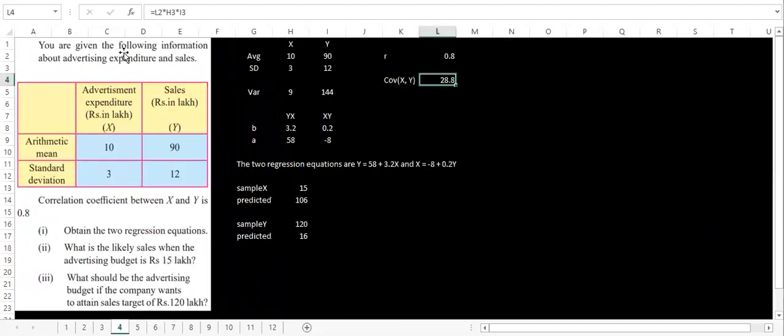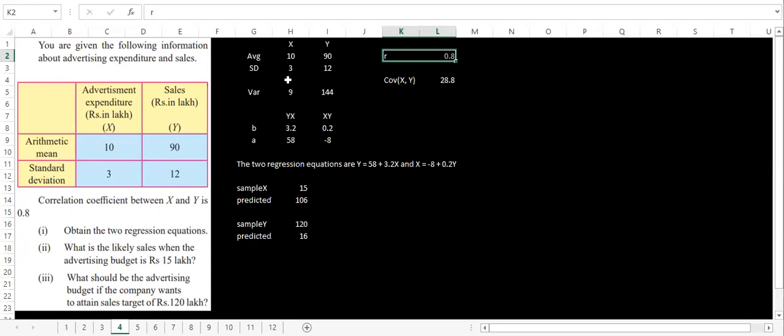You are given the following information about advertising expenditure and sales. We have advertisement expenditure in rupees in lakhs represented by X values, and sales in rupees in lakhs represented by Y values. The average of X is 10, the average of Y is 90. We are also given the standard deviation of both: 3 for X and 12 for Y. And the correlation coefficient between x and y is 0.8, so r equals 0.8. We are asked to obtain the two linear regression equations and find a bunch of quantities.